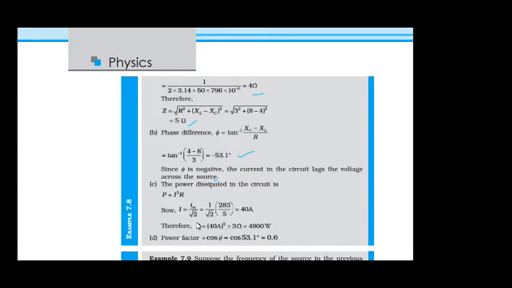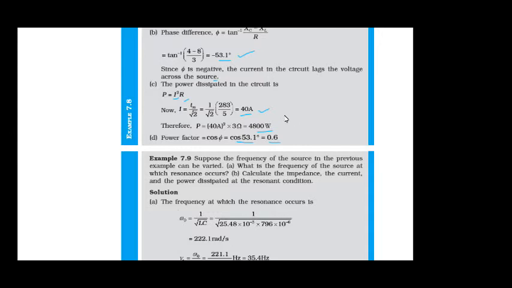So C part, the power dissipated by the circuit is P is equal to I square R. Now I is equal to Im upon root 2. Putting the value of Im, it is 40 ampere. Therefore P is equal to 40 square, putting the value of I square, which we got as 40, and R, we get 4800 watt. Power factor cos phi is equal to cos, giving the value of phi, which is 53.1.